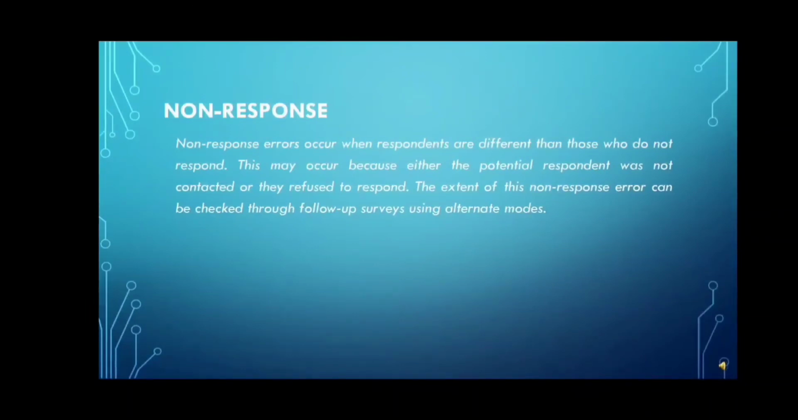Non-response errors occur when respondents are different from those who do not respond. This may occur because either the potential respondent was not contacted or they refused to respond. The extent of this non-response error can be checked through follow-up surveys using alternate modes.